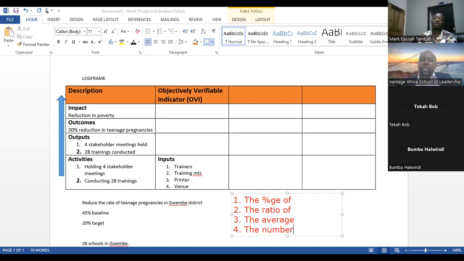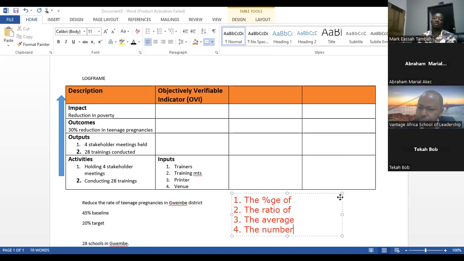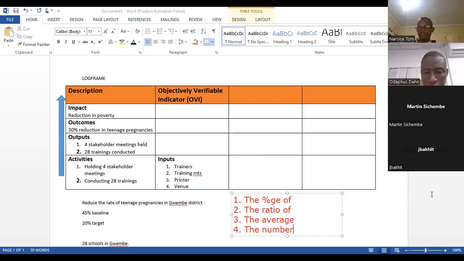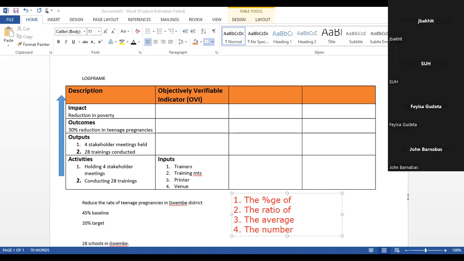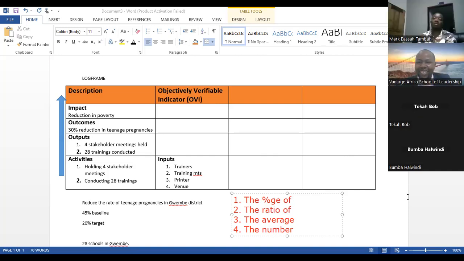Very good. Now, there is something we said about the number in particular in relation to the others. What did we say about the number? Can I try again, Bumba? Let me hear from Teka. Teka Bob, did I see you somewhere? No, it's the first time we're meeting. Okay, all right. Let's be helped by Bumba.